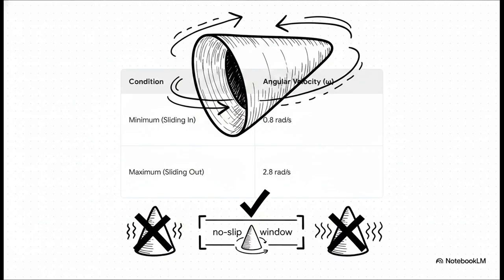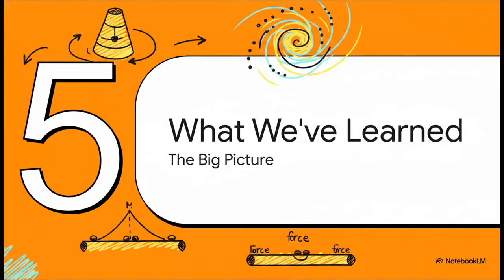We find the minimum angular velocity is 0.8 radians per second. Any slower, and it slides down. The maximum is 2.8 radians per second. Any faster, and it slides up. So as long as the cone's angular velocity is between those two values, it will roll perfectly without slipping. So, there you have it.